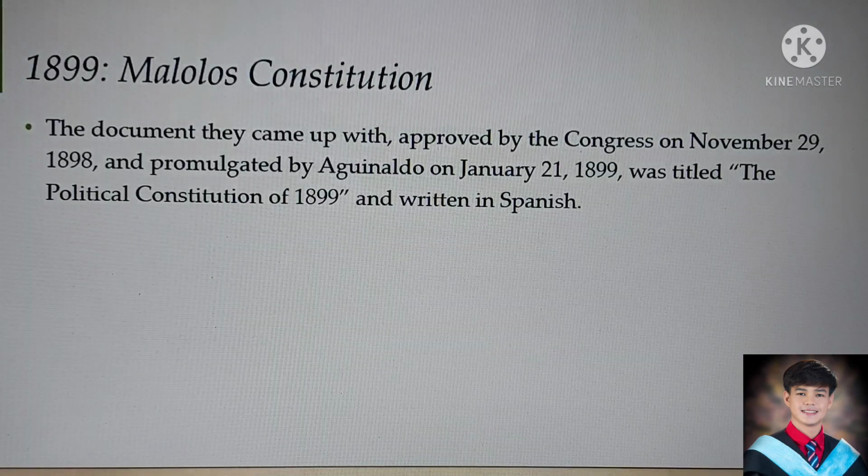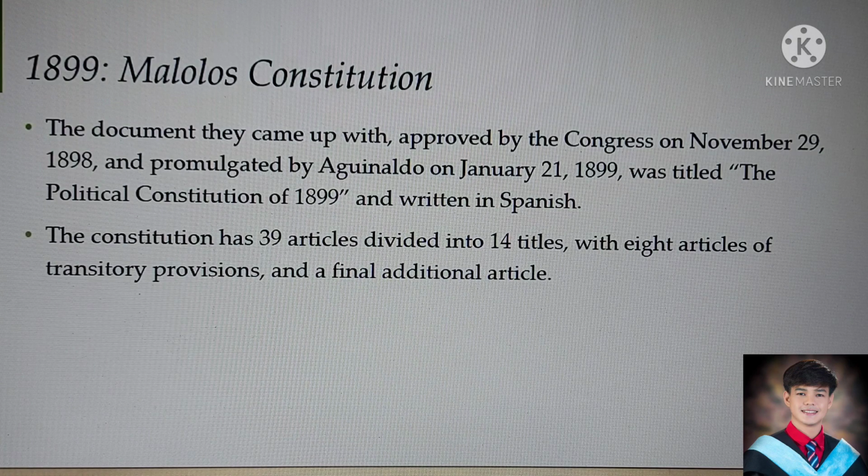The document they came up with, approved by Congress on November 29, 1898, promulgated by Aguinaldo on January 21, 1899, was titled the Political Constitution of 1899 and was written in Spanish. The Constitution has 39 articles divided into 14 titles, with 8 articles of transitory provisions and the final additional article. So medyo mas malawak ito kung ikukumpara mo sa Biak-na-Bato Constitution.